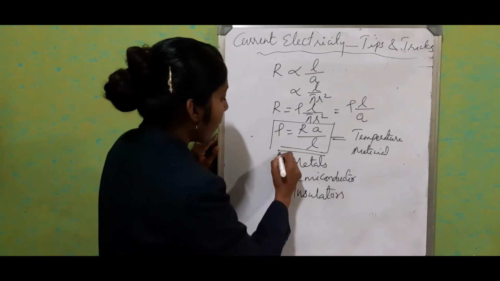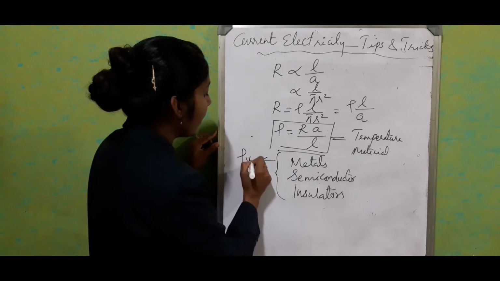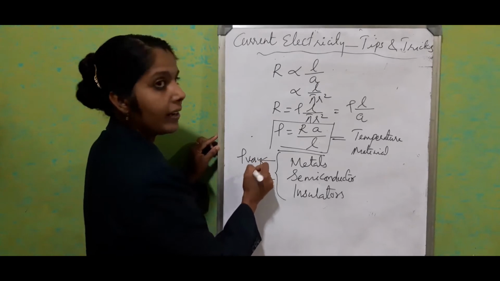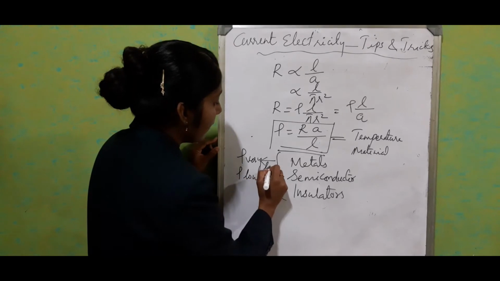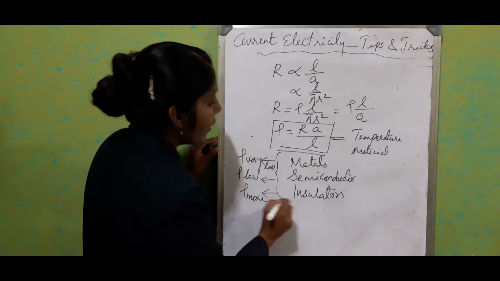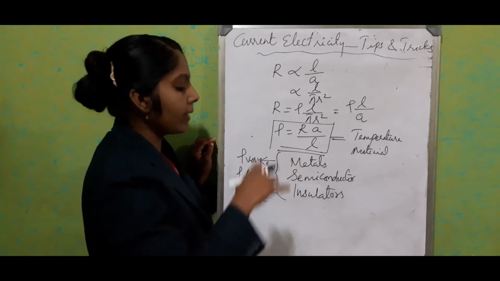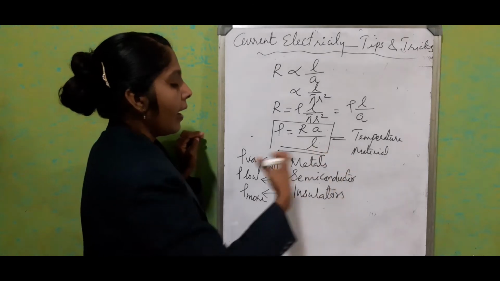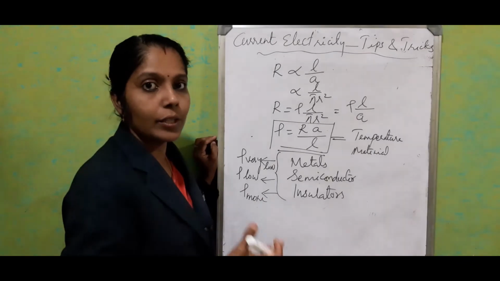If we broadly divide the materials into these three categories, we can say that resistivity is very low in the case of metals. When it comes to semiconductors, compared with metals, it is a little bit more. For insulators, the resistivity is highest, and for semiconductors it is in between metals and insulators. So this is how we can broadly classify resistivity for the three kinds of material: metals, semiconductors and insulators.